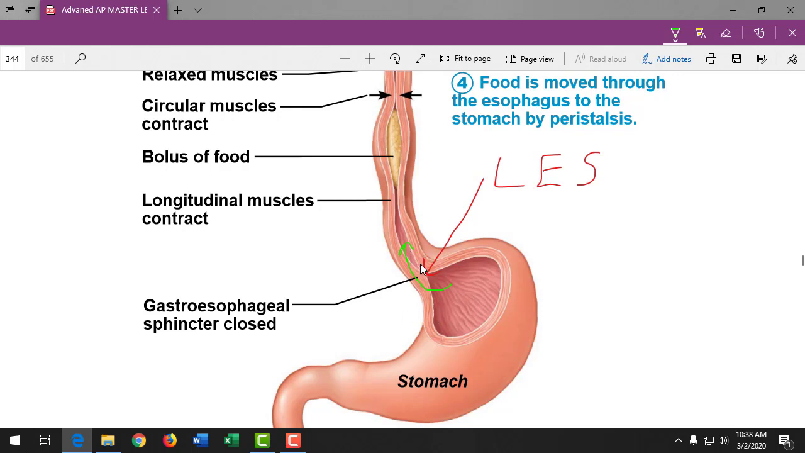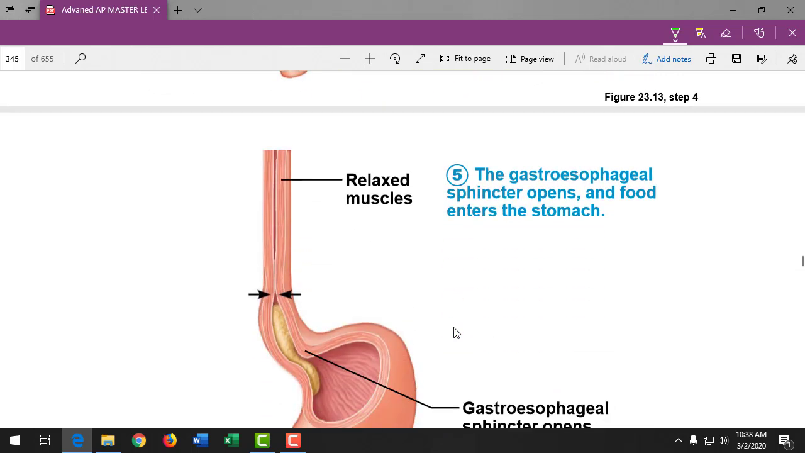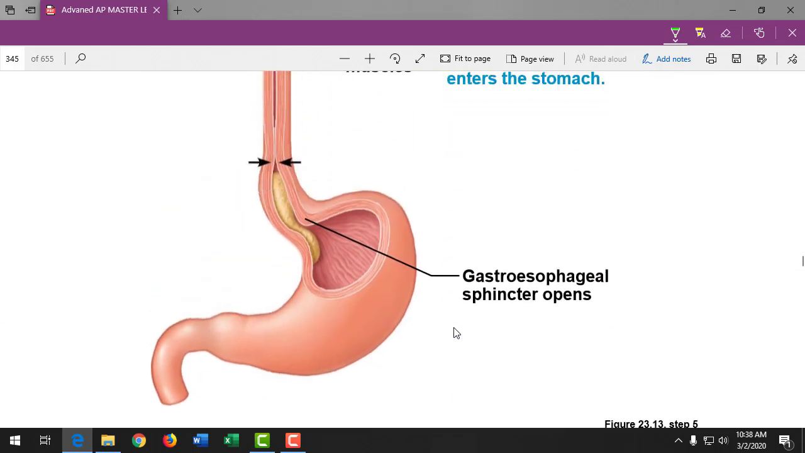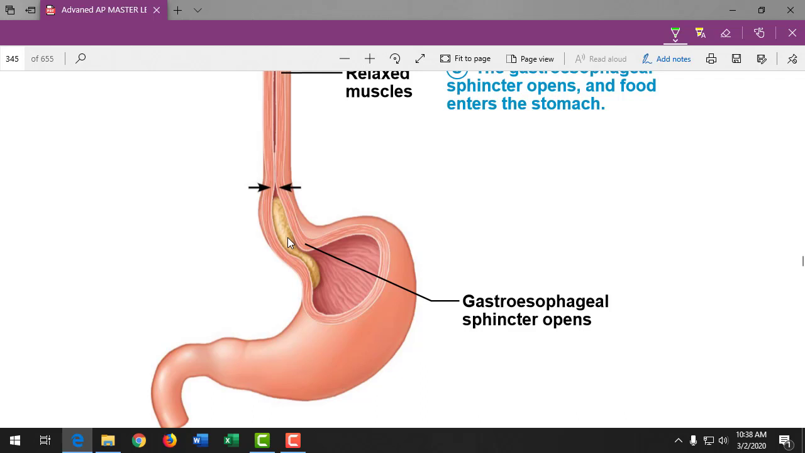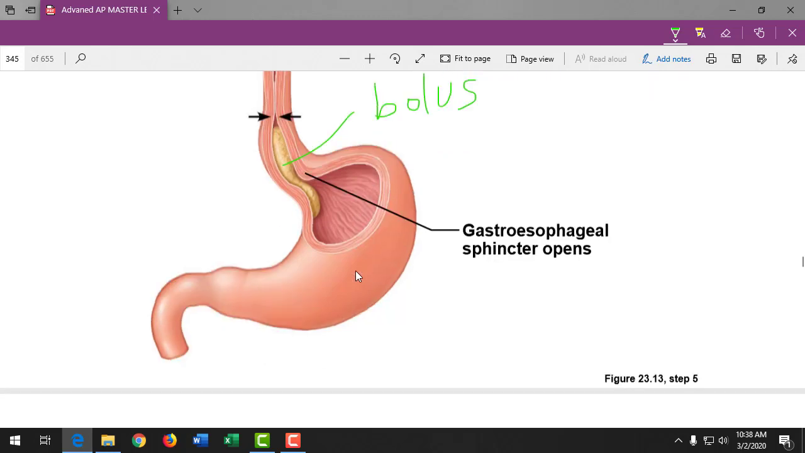So once that opens up and shuts, the job of the stomach is to churn the food. We call this little piece of food that's coming down the esophagus, let's give that a name. It's called a bolus. When you chew your food and turn it into a soft little mass to be worked on by the stomach first, we call that a bolus.